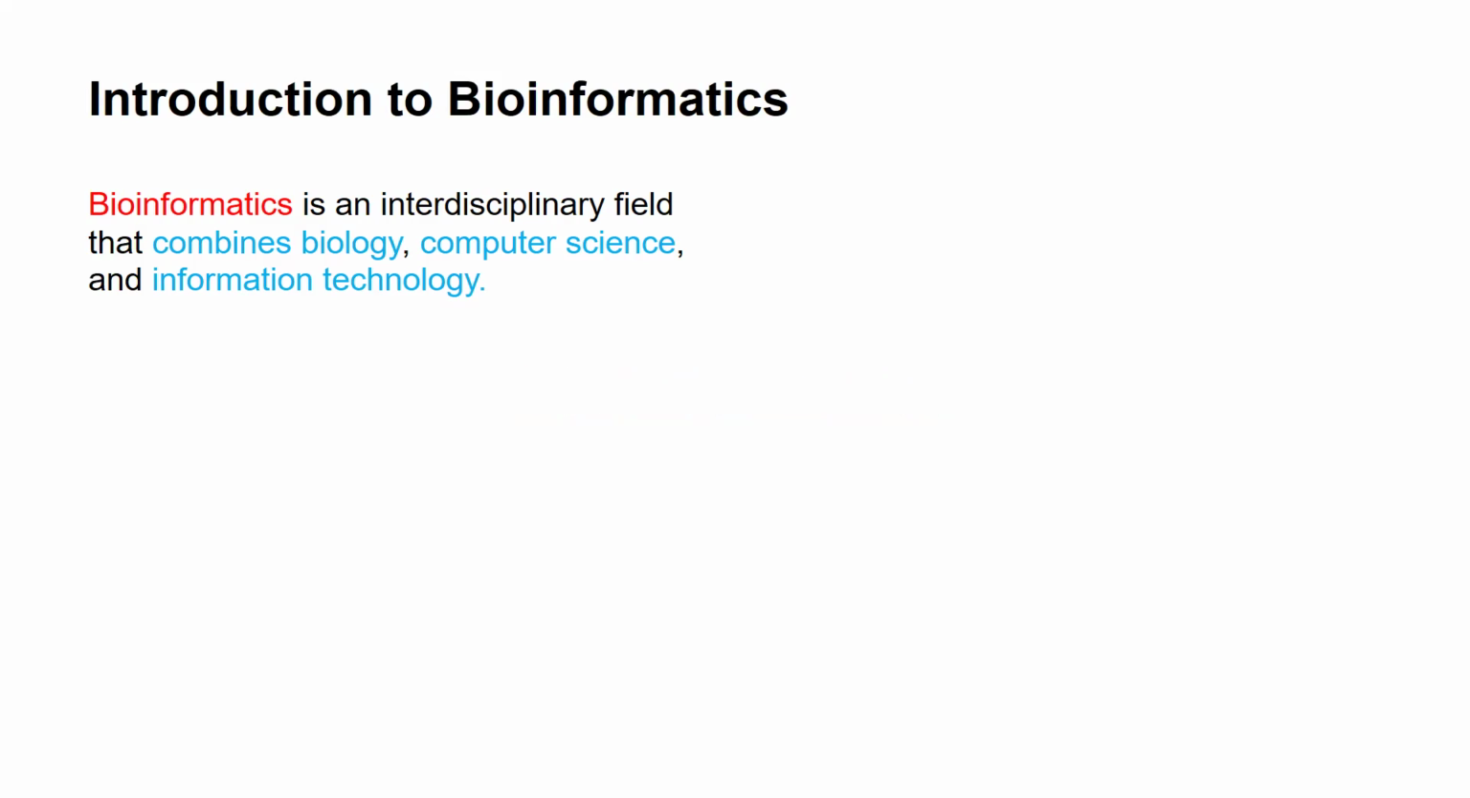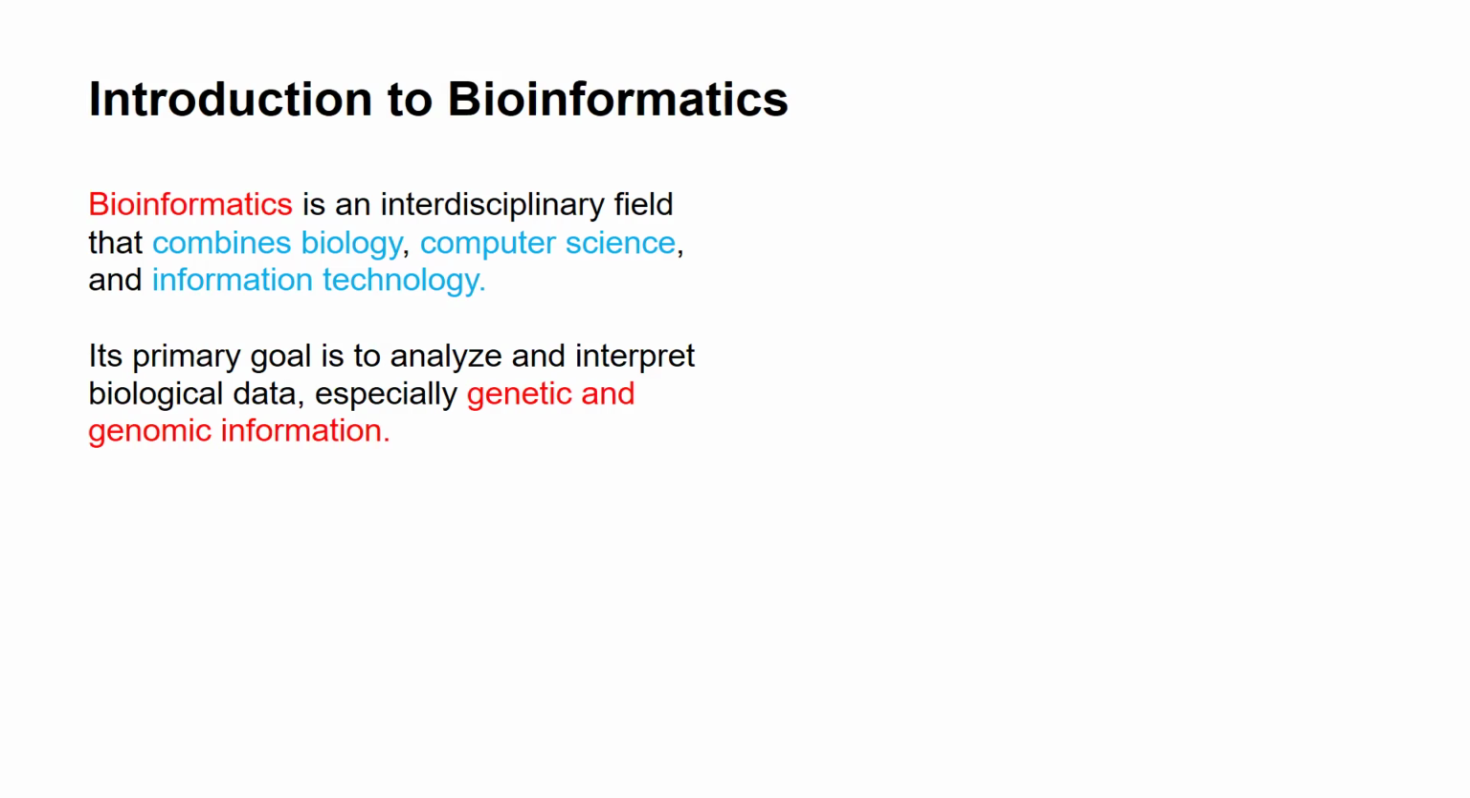Bioinformatics is a field of biological sciences that requires the combined knowledge of biology, computer science, and information technology. So for you to have a good understanding of bioinformatics, you need to have a better understanding of biology, computer science, and information technology. And the primary goal of bioinformatics is to analyze and interpret biological data, especially genetics and genomic information.